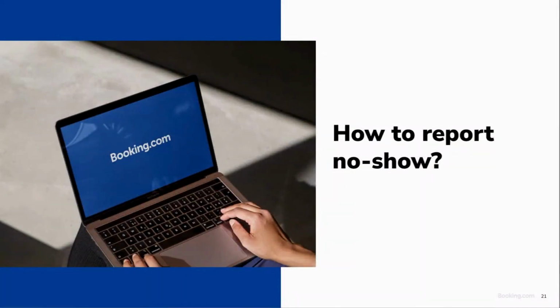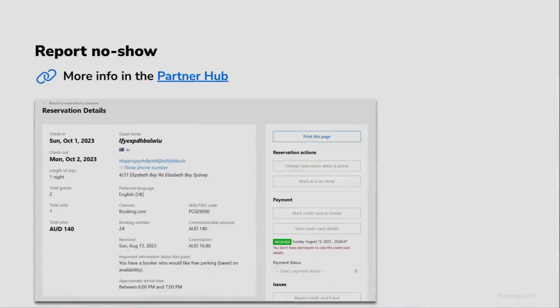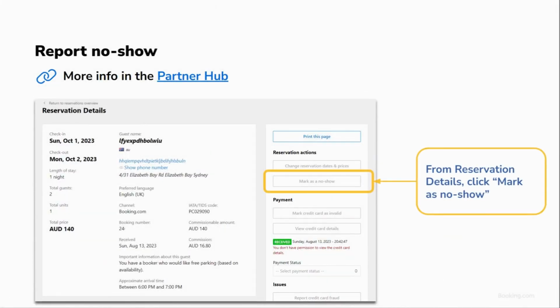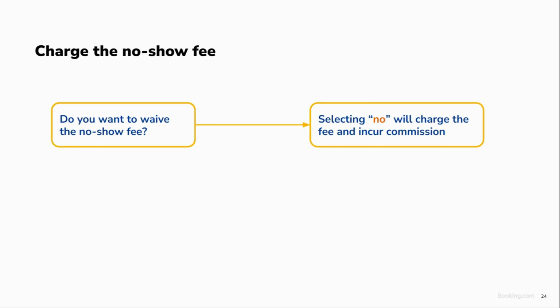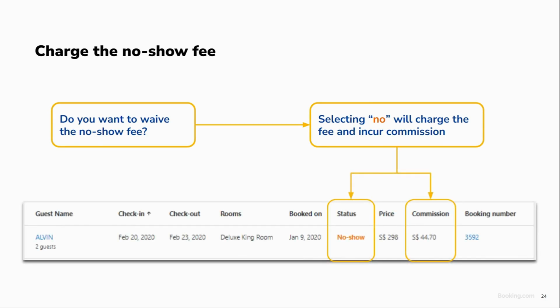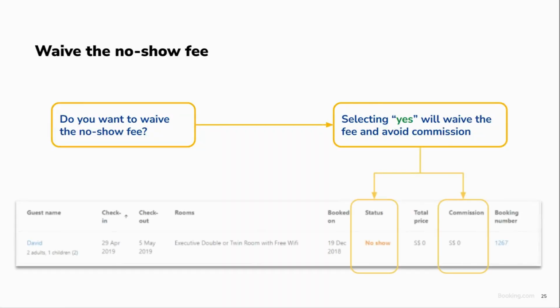We now come to the reporting of no-show bookings. Similar to the reporting of cancellations, no-shows should be marked within 48 hours of the guest check-in date. You can do so by accessing the reservation details and marking no-show under reservation actions. You will then be prompted to choose whether to waive the no-show fee for the reservation. Should you select No and choose to charge the no-show fee, the fees will be incurred by the guest, and commission will be charged on the reservation. Should you select Yes and waive the no-show fee, the fees will be removed and commission will not be charged on the reservation.